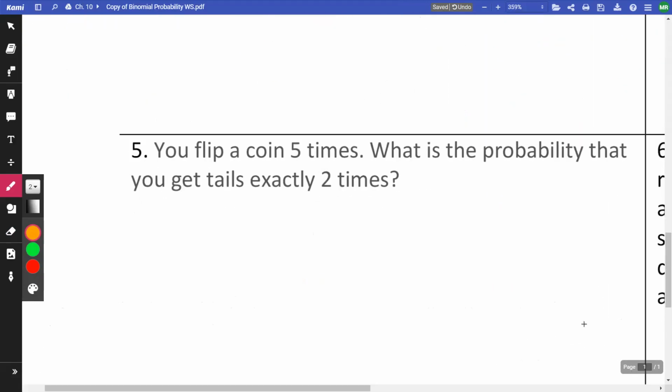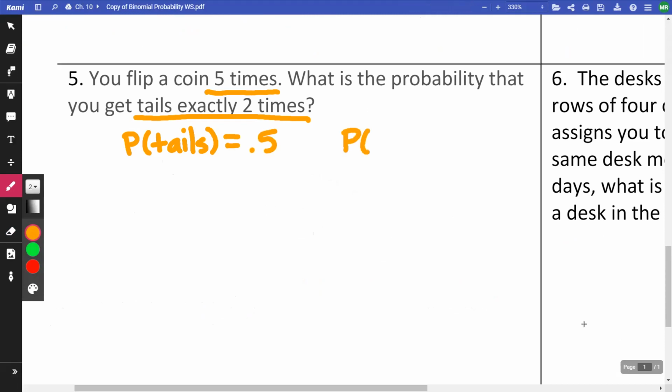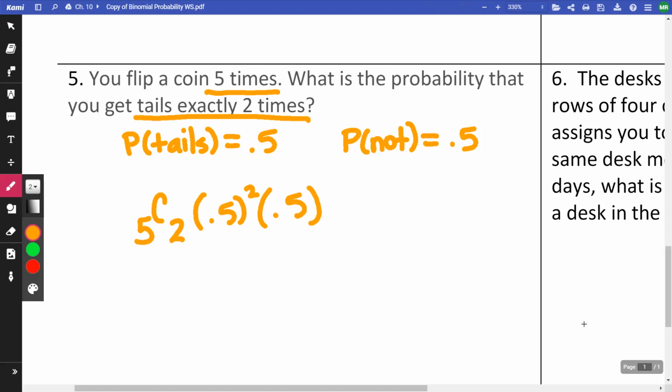On number 5, you flip a coin 5 times. Okay, so we're going to have 5 trials. What is the probability that you get tails exactly 2 times? The probability of tails is going to be 1/2 or 0.5. The probability of not tails, which basically means heads, is going to be 0.5. We want 5 coins being flipped. We want exactly 2 of them to be tails. So 5 choose 2 times 0.5 to the second times 0.5 to the third.